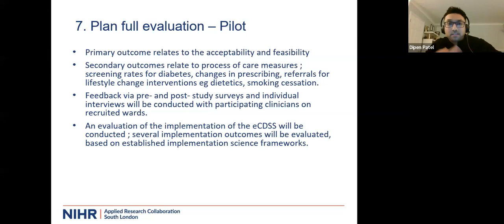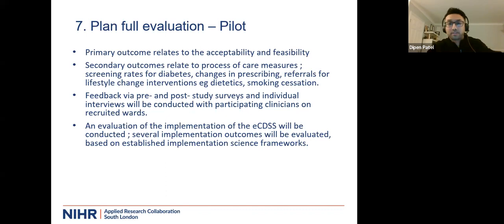Does it lead to changes in prescribing of diabetic medication? Does it lead to a change in referral rates for lifestyle change interventions related to diabetes, such as smoking cessation? We'll be getting some feedback from our users. So that's pre and post surveys and interviews on the recruited wards. And then we'll be conducting a thorough implementation evaluation using various frameworks to formally evaluate the implementation of this product.